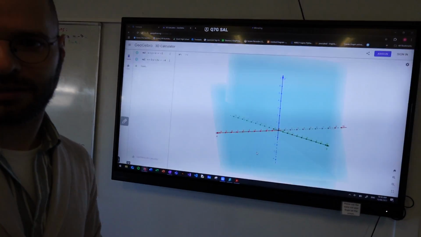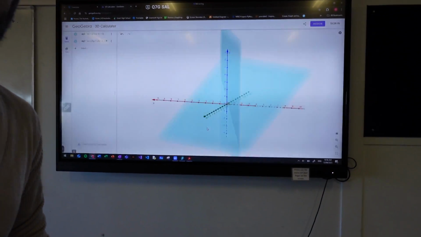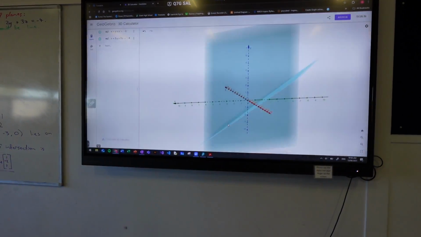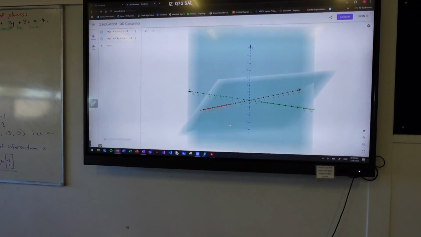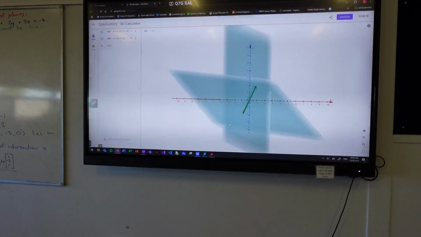Let's find out. Verify with GeoGebra. GeoGebra, my favourite tool in this topic, because it allows me to check if I'm actually doing the calculations properly or not.